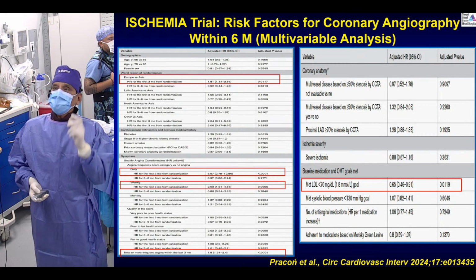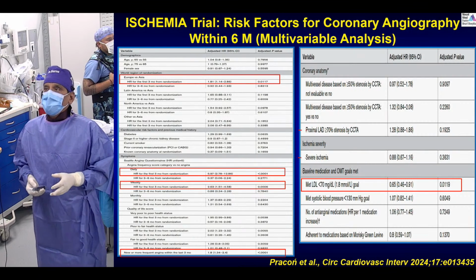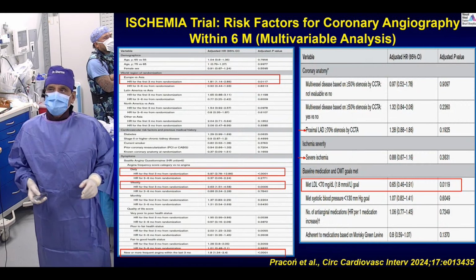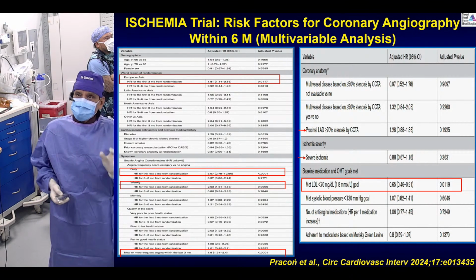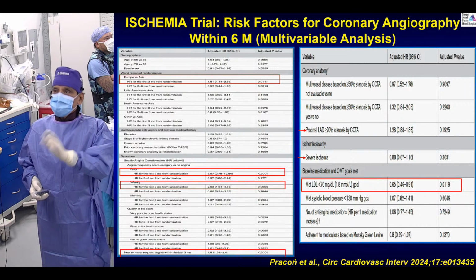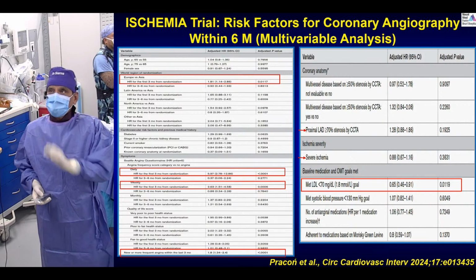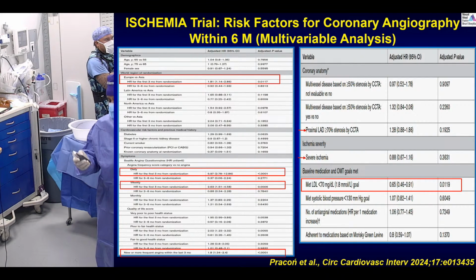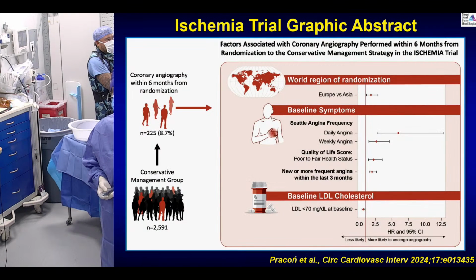So it really emphasizes the importance of your secondary prevention. Now, you say, what about the proximal LAD or severe ischemia? Look at that. Both of them did not predict angiogram within 6 months. So even your LAD more than 70% on the coronary CTA or severe ischemia, none of them were predictors of angiography. It was the clinically driven angina episodes, and the protective factor was your LDL less than 70.